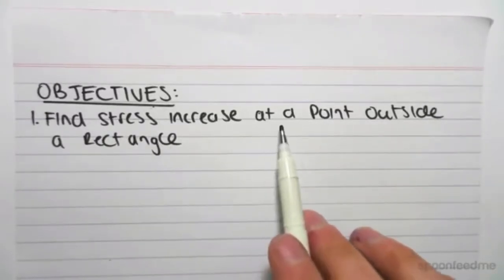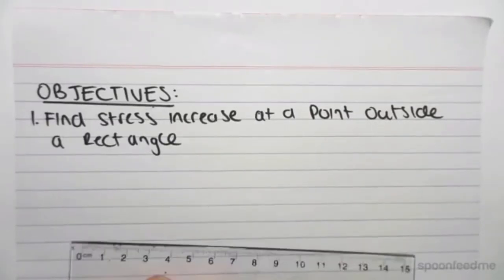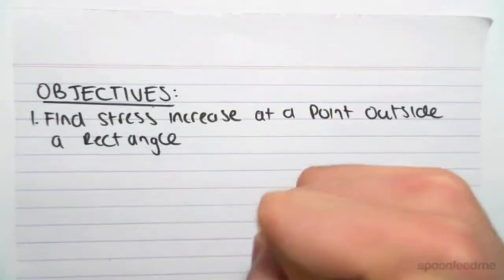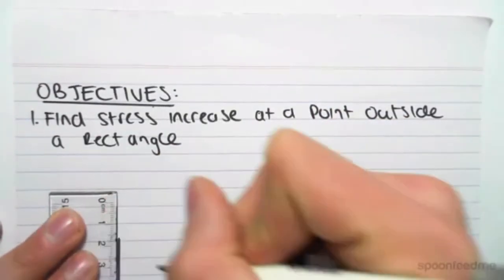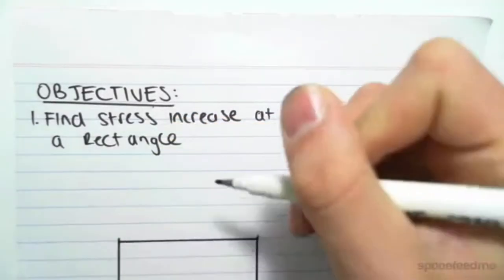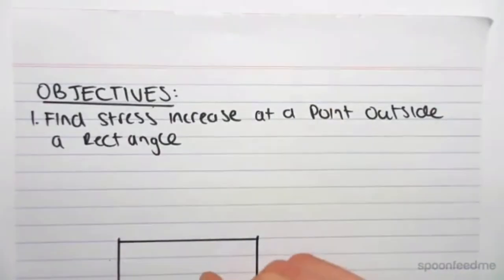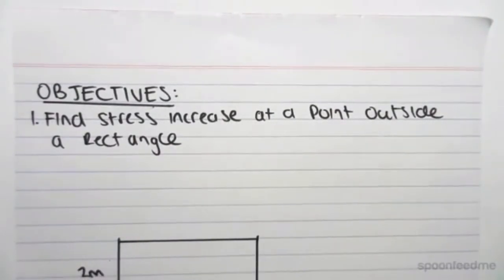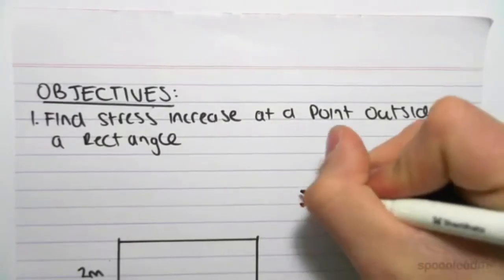Hey guys, the objective for this video is to find the stress increase at a point outside a rectangle. Before, we looked at inside; now we're looking at a point outside the rectangle. Let's say we had our foundation, which looked like this. Our foundation was, say, 10 meters by 2 meters. Now we're interested in a point O, and O is out here.